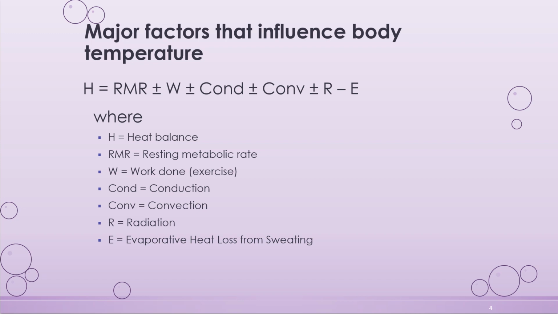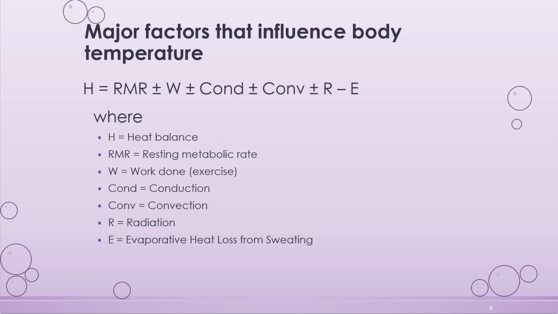Several major factors influence body temperature, and they can be summarized using the heat balance equation, which takes into account various mechanisms of heat gain and heat loss. The heat balance equation is as follows. H equals RMR plus or minus W plus or minus cond for conduction plus or minus conv for convection plus or minus radiation minus evaporation.